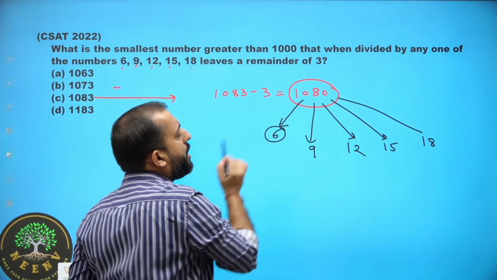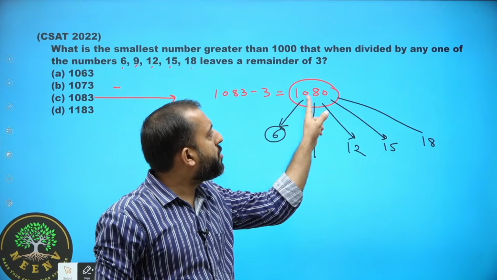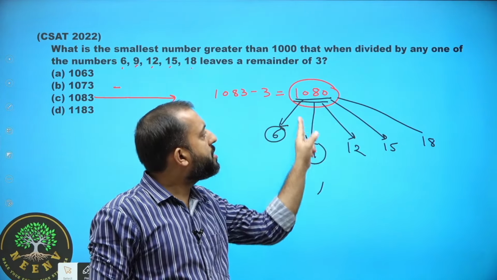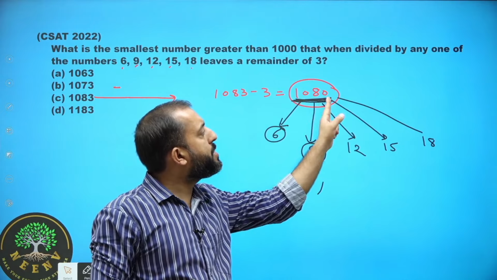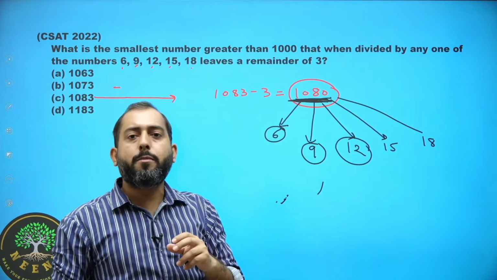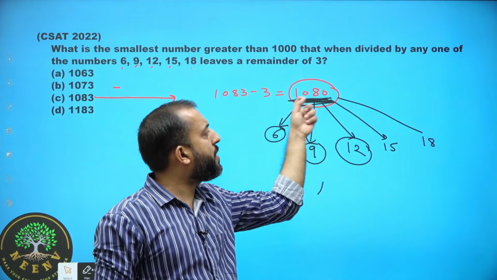For 6, number should be divisible by 2 and 3. It is 1080. This is divisible by 2 as well as by 3. For 9, sum of all the digits must be divisible by 9. Yes, it is. For 12, number should be divisible by 4 as well as by 3. So this number is divisible by 4 as well as by 3.